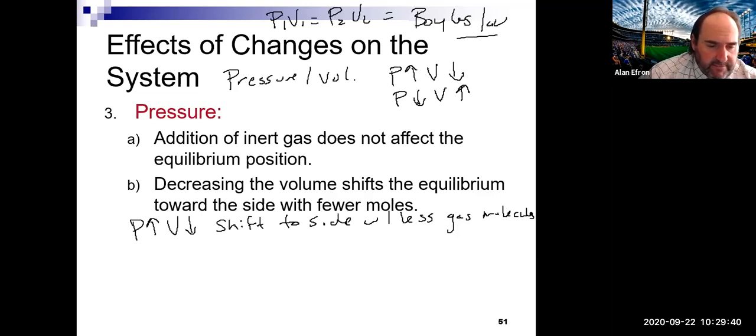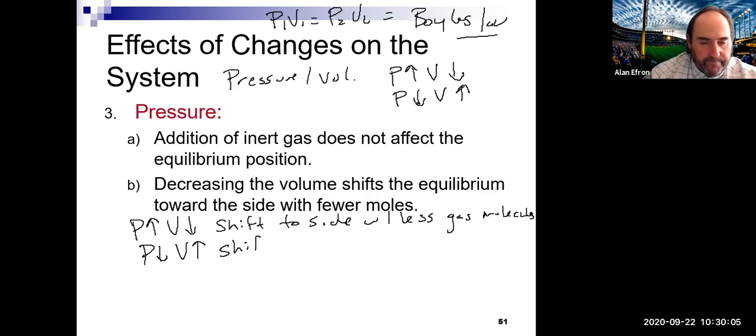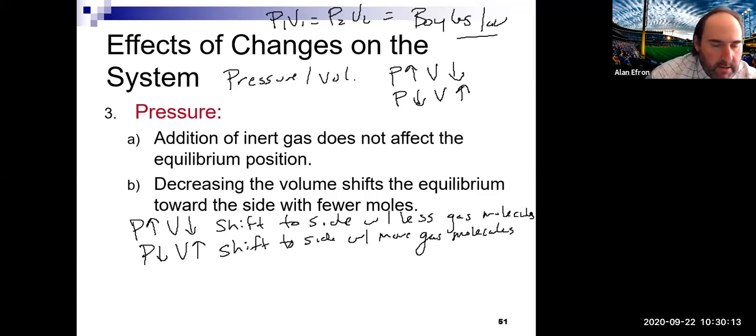If we decrease the pressure, the volume will go up. So we brought the pressure down, the volume went up. We have a larger area for the gas molecules to fly around in. So since the pressure went down, we want to bring the pressure back up. To do that, we need more gas molecules in that bigger area. So it will shift to the side with more gas molecules. Again, that obviously is reaction dependent.